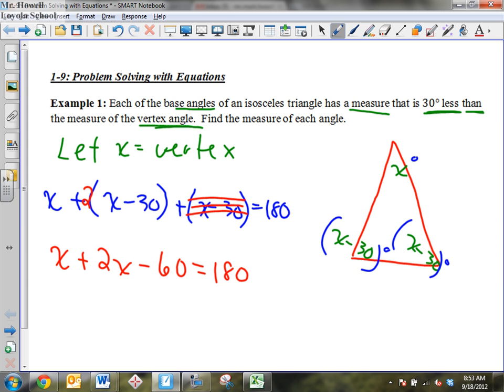Again, what did I do here? Make sure you distribute this to both terms. Don't forget this negative here needs to be carried down. What's my final step? What do I do at the end here? Good. So we got 3x here. What do I do with the 60? So what does this become?